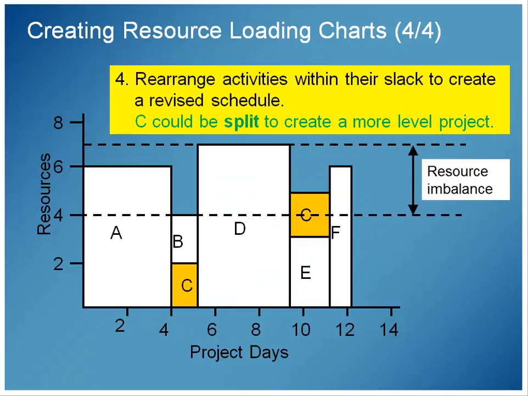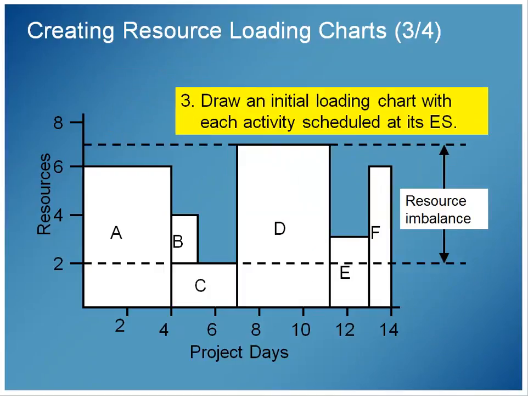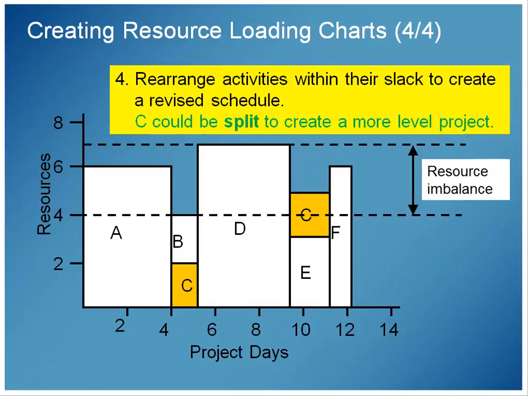So one of the things that we did to try to level this, and you'll notice, let me go back to where I was, we went from 2 to 7. That was our resource imbalance in this new chart after we've done some leveling here through a loading chart. We're going from 4 to 7. So we're more balanced with our resources.